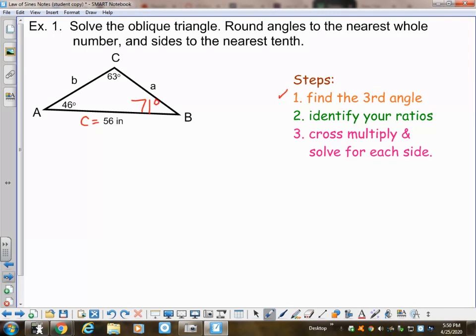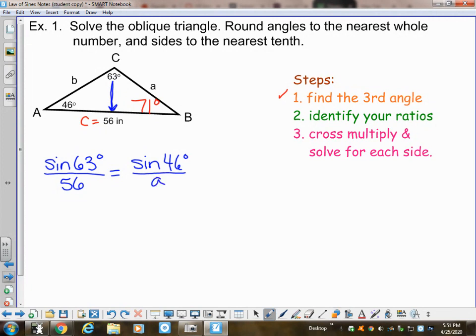Step 2, identify your ratios. We need to pick the set that we have, our A's or B's or our C's, and we have our C's. We have angle C and we have side c. So we're going to set up that ratio first: sine of angle C, 63, over side c, 56. Then I can go ahead and look for side a or b next. I'm going to go for a. So sine of angle A, 46, over little a.